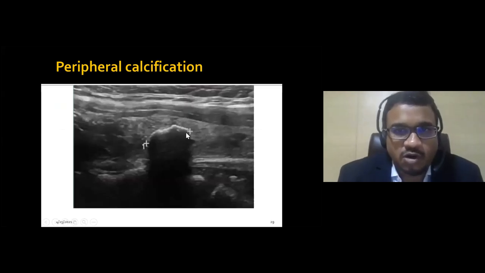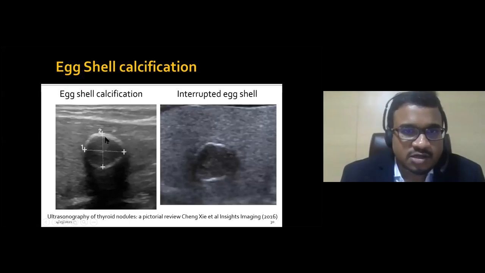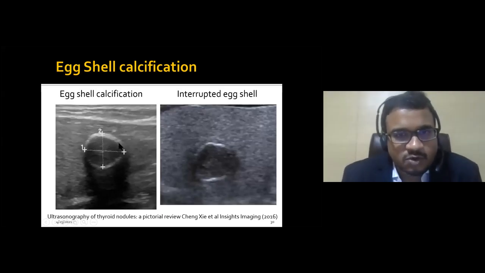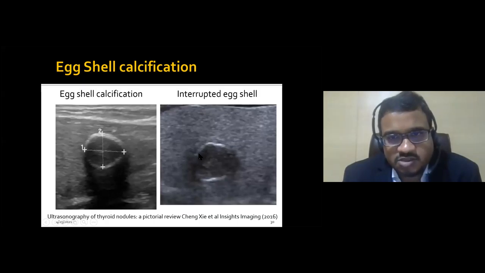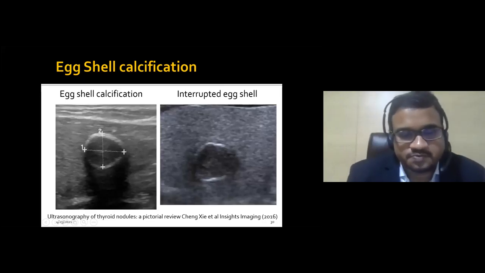There's another calcification called peripheral calcification, where you have this blackish thing, which is the posterior acoustic shadowing. This also is suspicious. Initially, they thought of eggshell calcification, that means the entire nodule gets calcified like this. Eggshell calcification is benign, but whenever you have a break in the eggshell, like this, as you can see, this is the calcification and there's a break in the eggshell calcification. This is highly suspicious, and whenever we do a fine needle aspiration, we have to target through this angle to get the exact tissue.